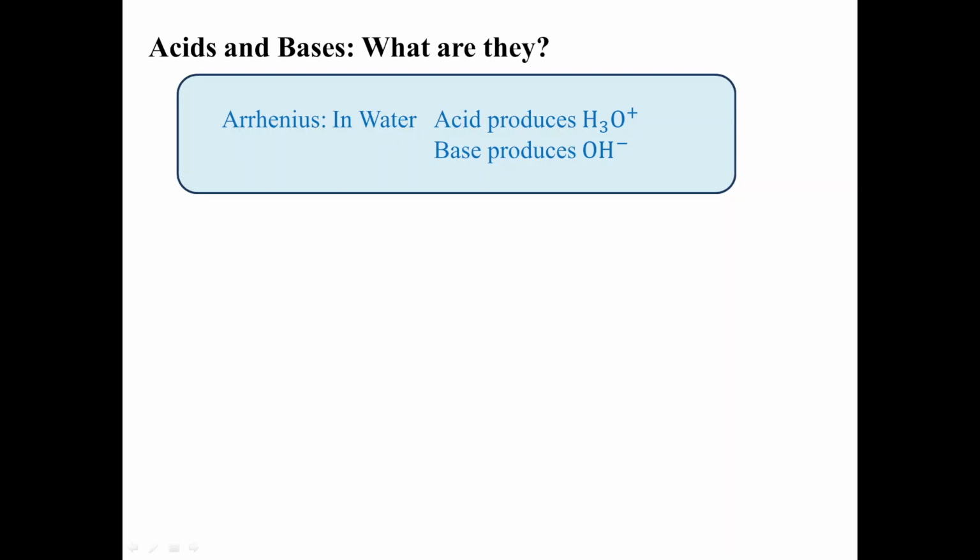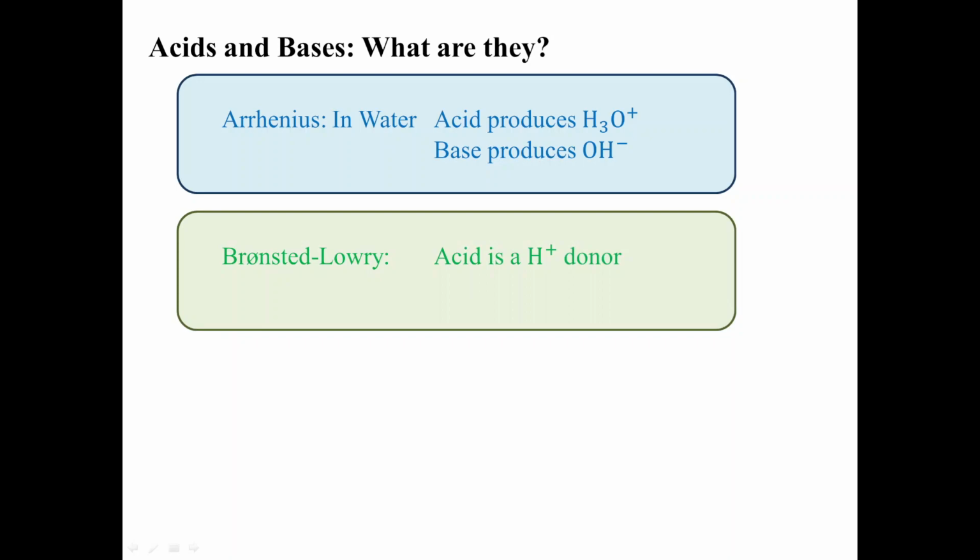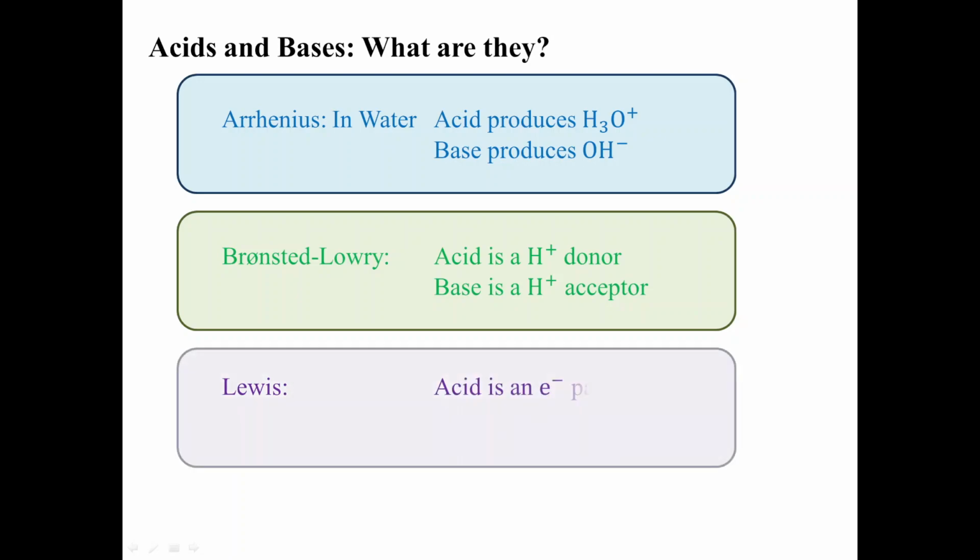And about 40 years later, in 1923, Johannes Bronsted and Thomas Lowry decided to broaden this definition a little bit and say that an acid is a proton donor and a base is a proton acceptor. So we don't necessarily need to have that OH- anymore. And then that same year, Gilbert Lewis decided to expand it even further and say that an acid is an electron pair acceptor and a base is an electron pair donor. So now we don't even need to have hydrogens.